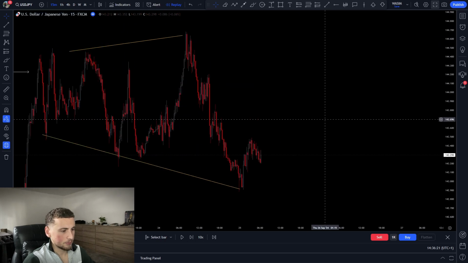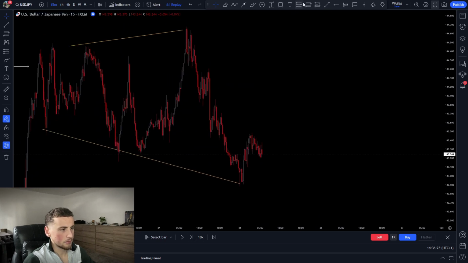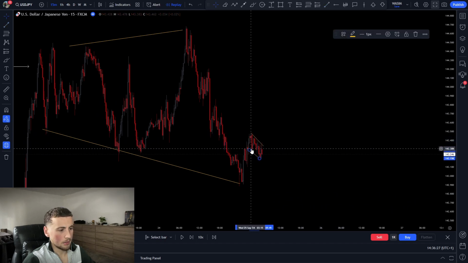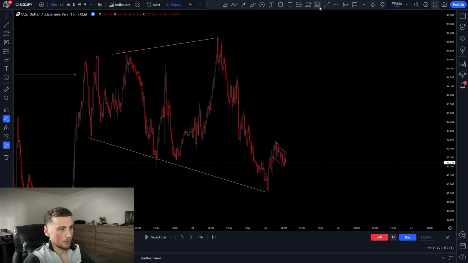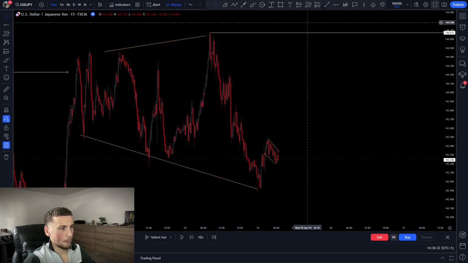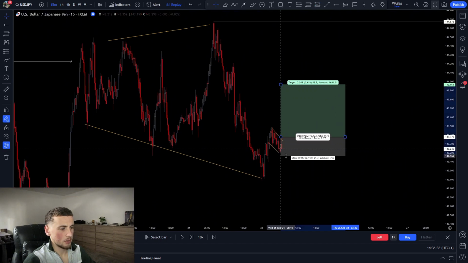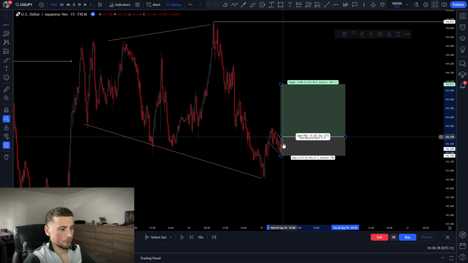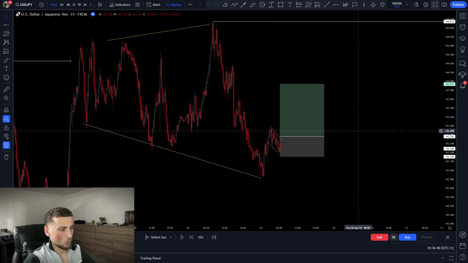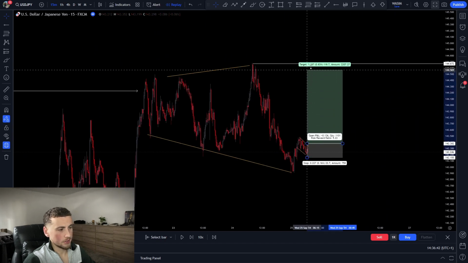Now at this point, right here, I can clearly outline the consolidation. So what I do is I then place my entry just above, and that is the trade thesis.